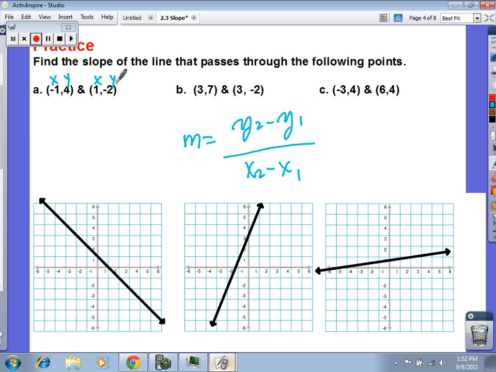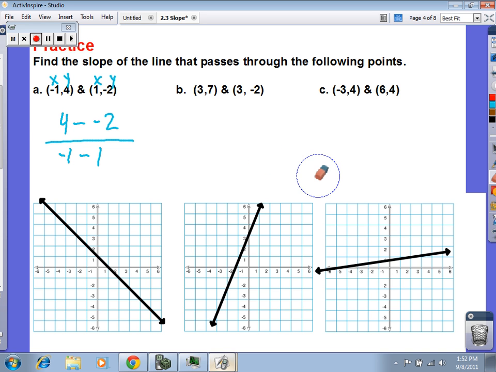So let's draw a fraction bar. I'm just going to go left to right. So I'm going to choose the first y, which is 4, or you could do -2, whatever you want. I'm going to do 4. Subtract my other y, which is -2. And your x is going to be -1. Subtract 1. Now let's clean it up. Let's simplify it.